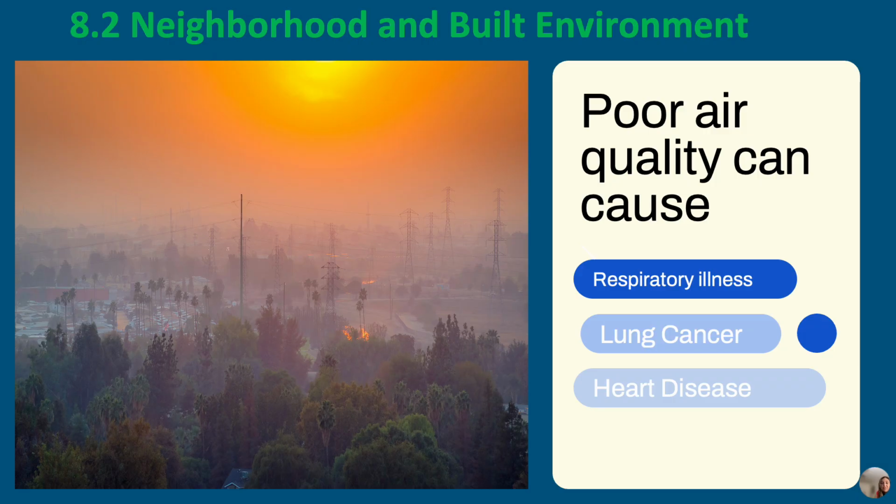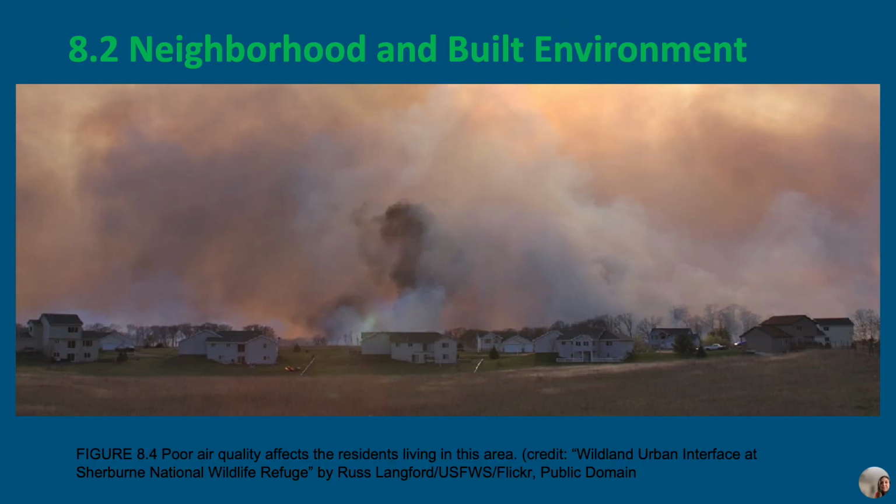Some of the most common environmental conditions impacting population health are air quality, water safety, and extreme weather. And like we said, poor air quality can lead to respiratory illnesses, lung cancer, and even heart disease. So here what you're looking at is poor air quality. We can think of other places that this has happened. We know in California, right, with the fires, the air quality is impacting health outcomes, both immediate and also long term.